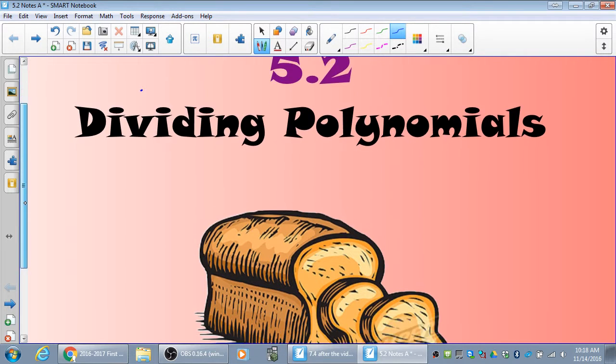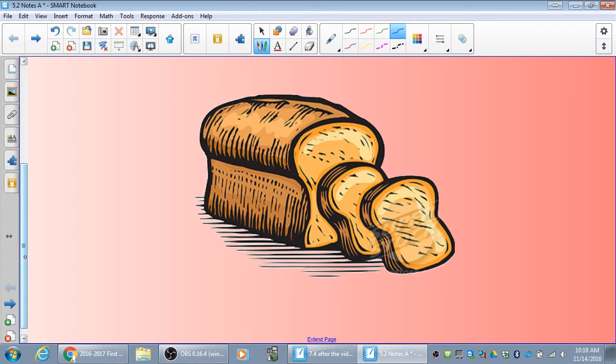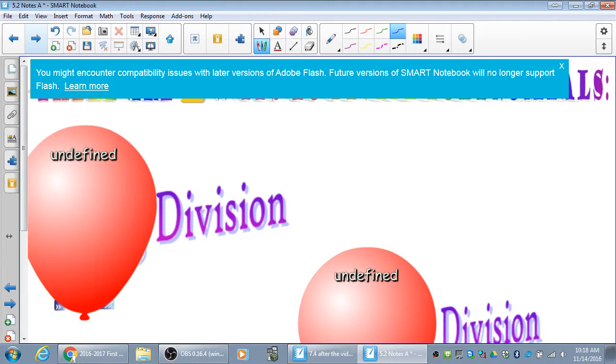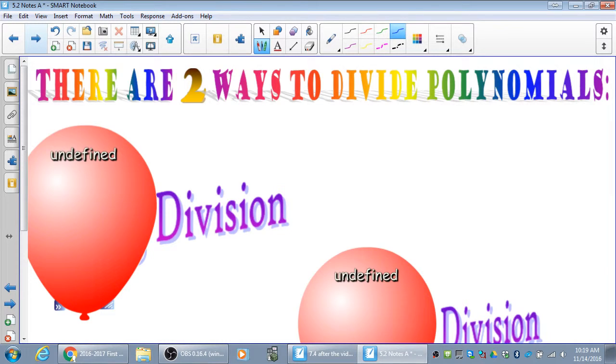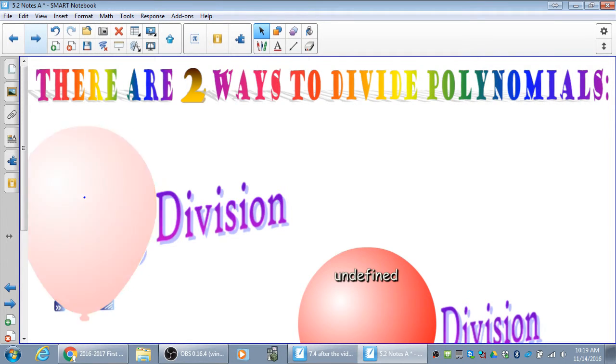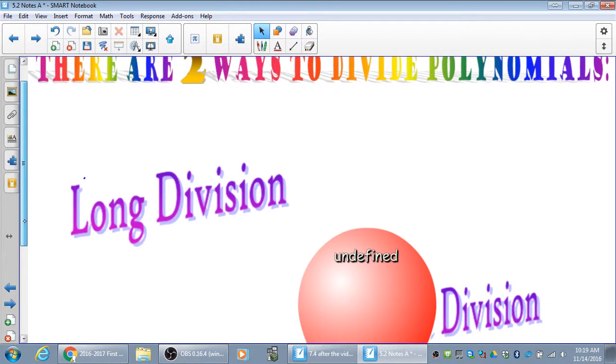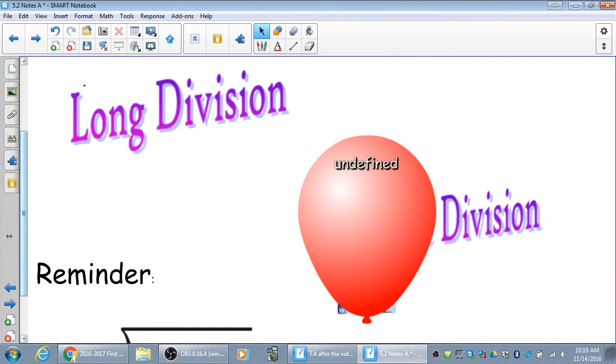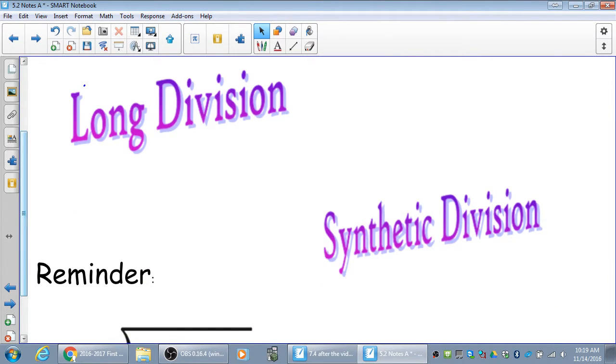All right, 5-2, dividing polynomials, and there's a picture of bread for some reason. You might encounter compatibility issues. Well, we don't want that. There are two ways to divide polynomials: long division, and synthetic division. Yes, cool.